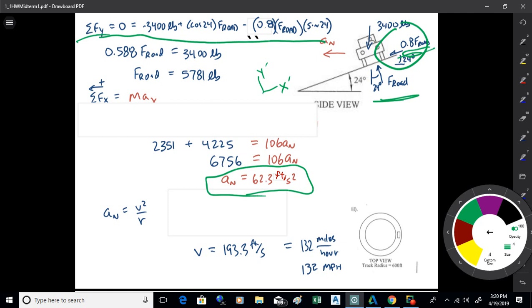So what we're doing here, we can find AN and then back into the V squared over R and solve for the velocity. So that thing's going about 193 feet per second, which is 132 miles per hour.